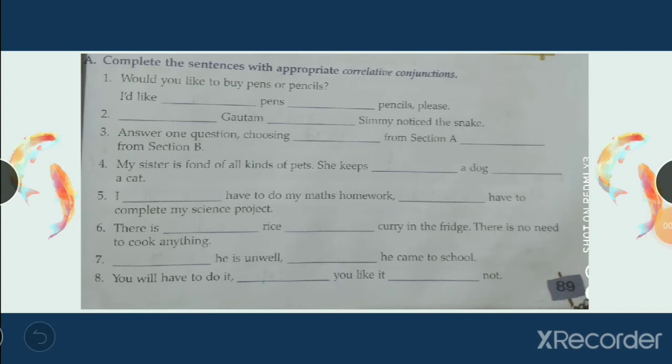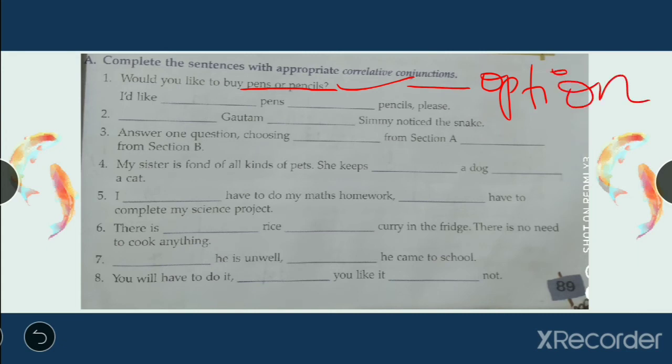Now we are going to start the exercise. So complete the sentences with appropriate correlative conjunctions. So now you have to use correlative conjunctions in the exercise. See the first question. Would you like to buy pens or pencils? Now what is being done over here? You're given an option. Do you want pen or you want pencils? But what if you want both? Right, so I'd like dash pens, dash pencils, please. It means you want pen also, you want pencils also. So when you want both, what are you going to use over here? Both.